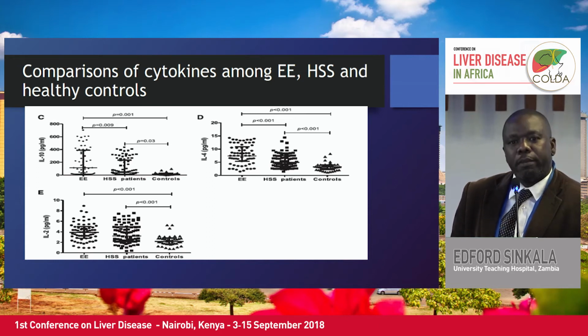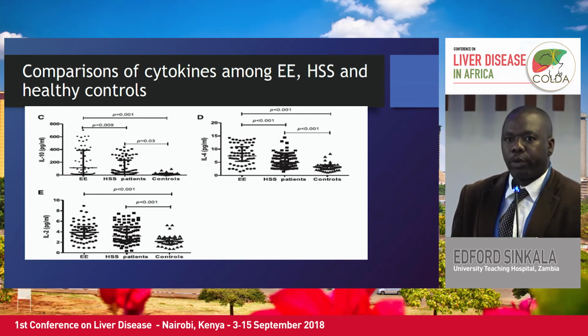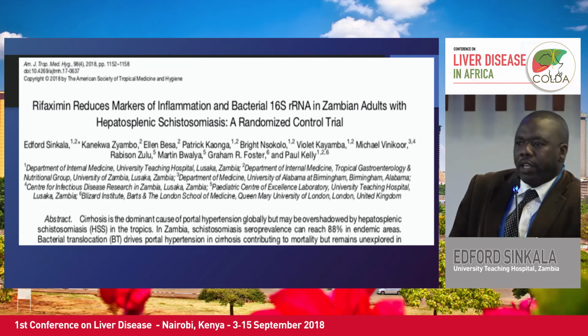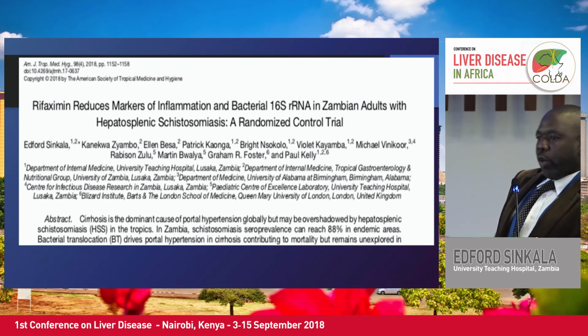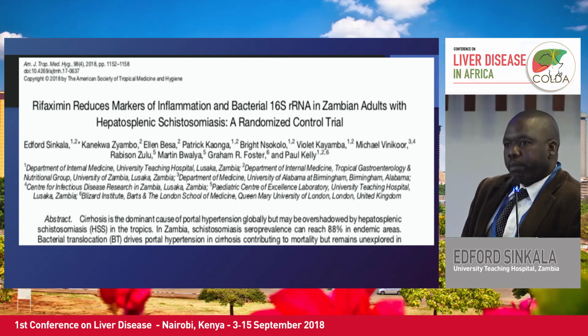This also was similar with interleukin 10, interleukin 4, and interleukin 2. They were all elevated in patients with schistosomiasis-related portal hypertension as compared to controls. Would we then conclude that, yes, bacterial translocation does occur in schistosomiasis?